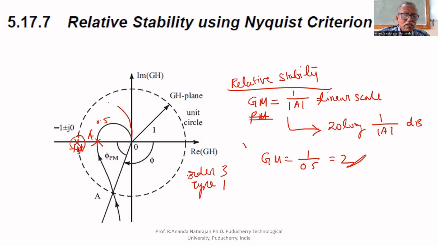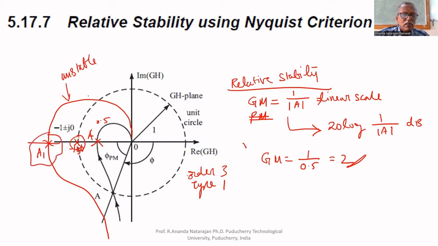Suppose this plot goes like this. Here it intersects at A1. Here the system is unstable, because it encircles -1. Since P equals 0, it encircles -1. Therefore, here, what is the gain margin? The gain margin will be less than 1, because A is greater than 1. Let us assume that it intersects at -3. Therefore, gain margin equals 1 by modulus of A, that is 1 by 3.